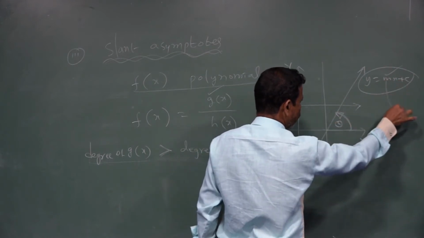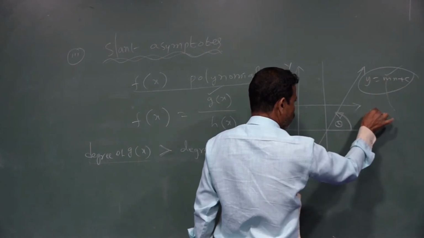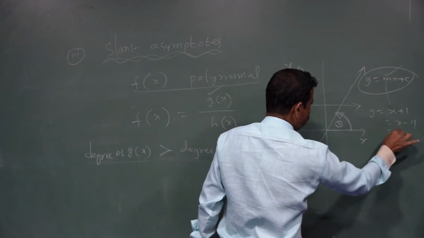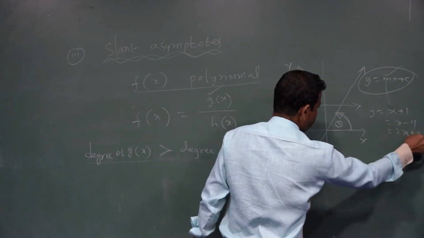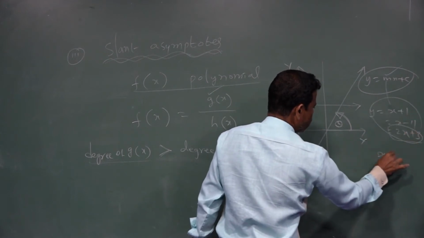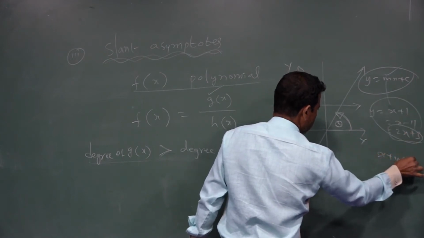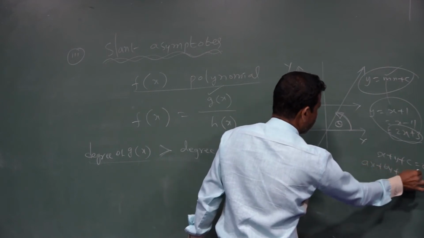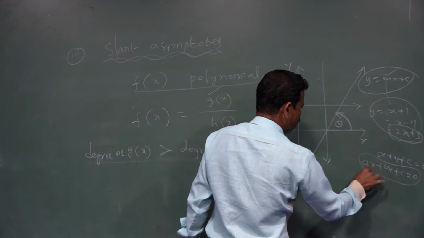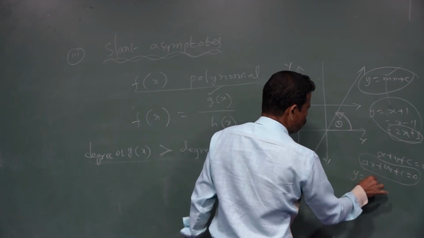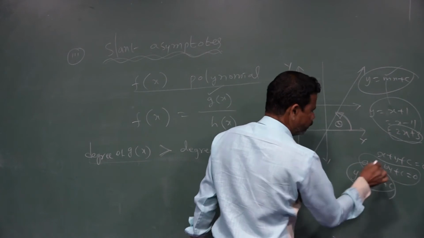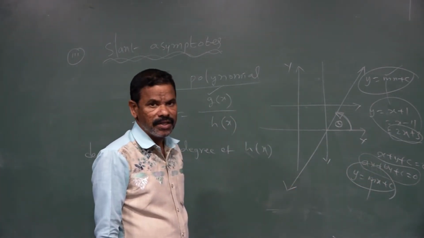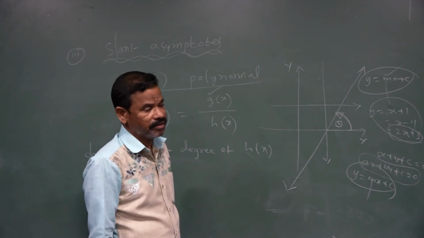It is denoted by m. Some slope having, example, y is equal to x plus 1, x minus 11, 2x plus 3. This type of equations, any x plus y plus constant is equal to 0, otherwise ax plus by plus c is equal to 0 type. Any general equation, it is also possible to write in y is equal to mx plus c form. So m is the slope. That's why it is the slant asymptote.